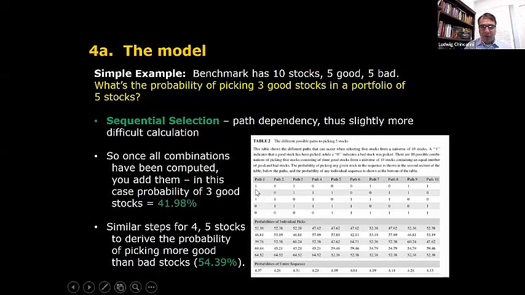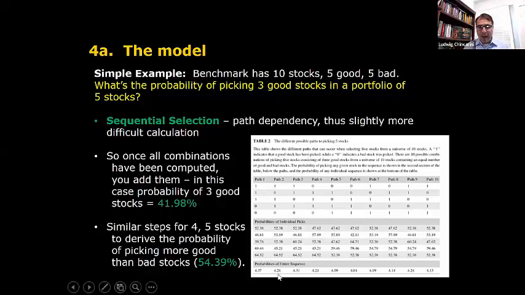What I mean by paths is you could pick one. The first stock could be a good stock. The first stock could also be a bad stock. Okay, 1 means you got a good one. 0 means you got a bad one. So you need to compute all the paths possible. So you could pick a good one on the first try, a good one on the second try, a good one on the third try. Again, very unlikely, 4%. But that is one path. And there's all these paths that will give you 3 good stocks in a portfolio of 5.